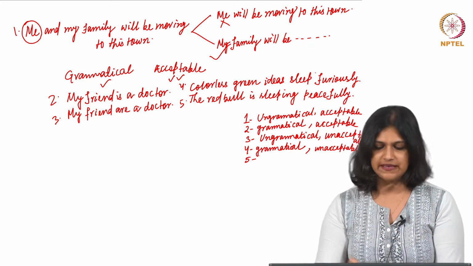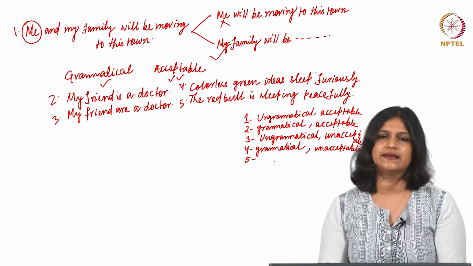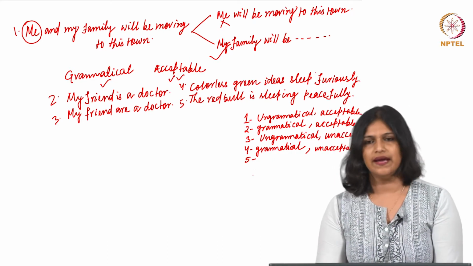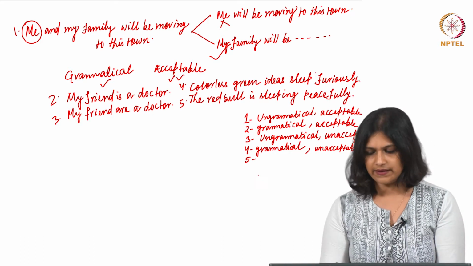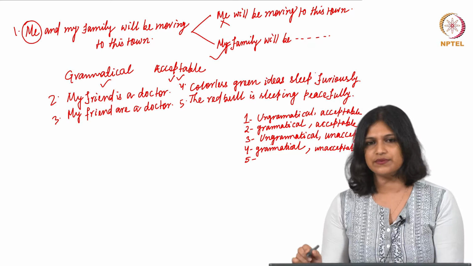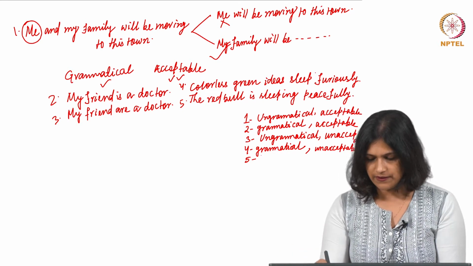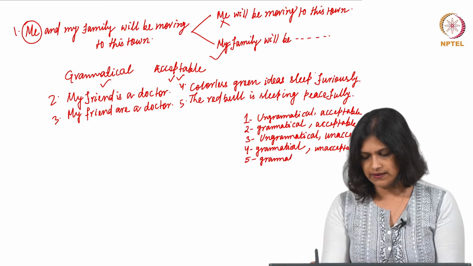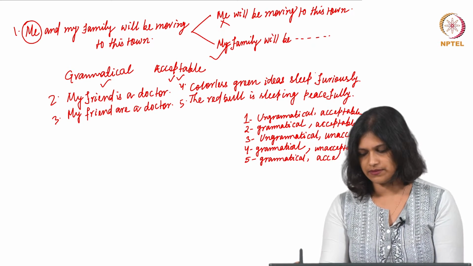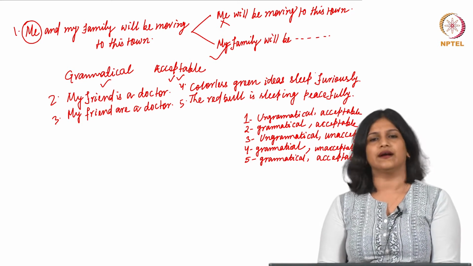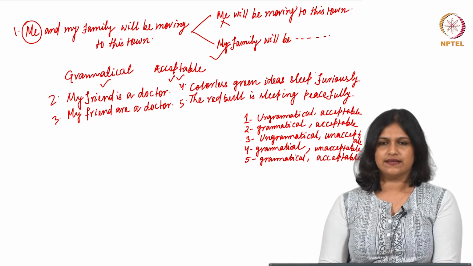And then the fifth sentence, the Red Bull is sleeping peacefully. That is fine. The subject is the Red Bull, and then is sleeping is the predicate, then there is peacefully, which is an adverb or an adjunct. So, these are the things we are going to discuss later. So, the fifth one is grammatical as well as acceptable, right.